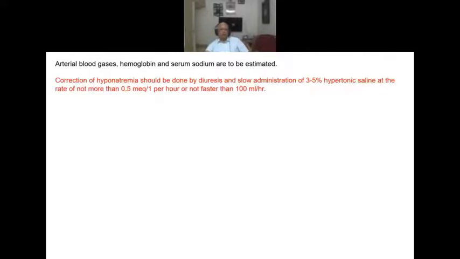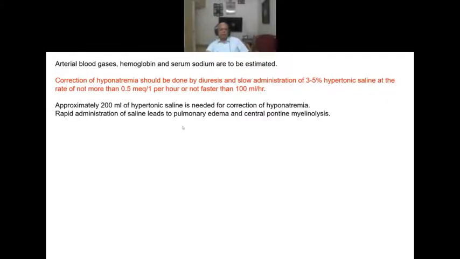Correction of hyponatremia should be done by diuresis and slow administration of 3% or 5% hypertonic saline. And the rate of administration should be 0.5 milliequivalent per hour or 100 ml per hour. Roughly, this you should all remember. Correction should be only 100 ml per hour. And approximately 200 ml of hypertonic saline may be needed for correction of hyponatremia.